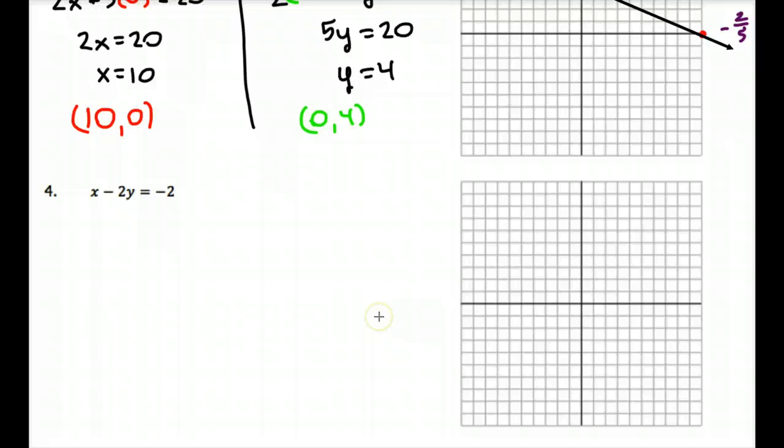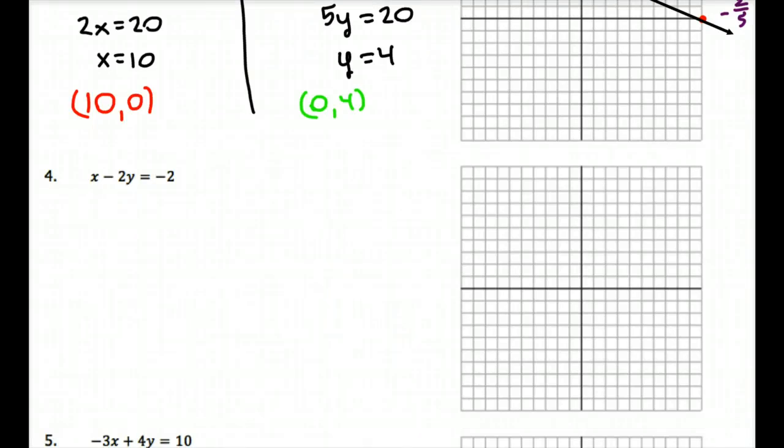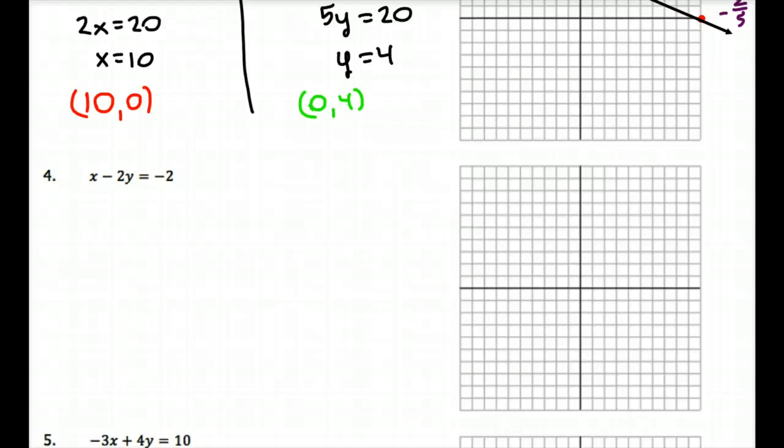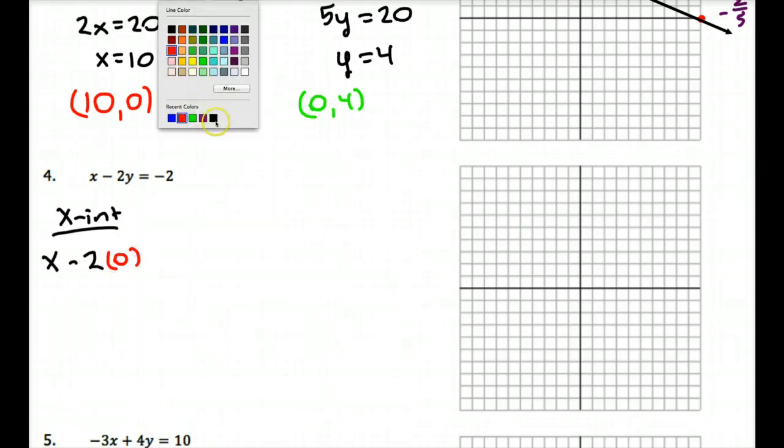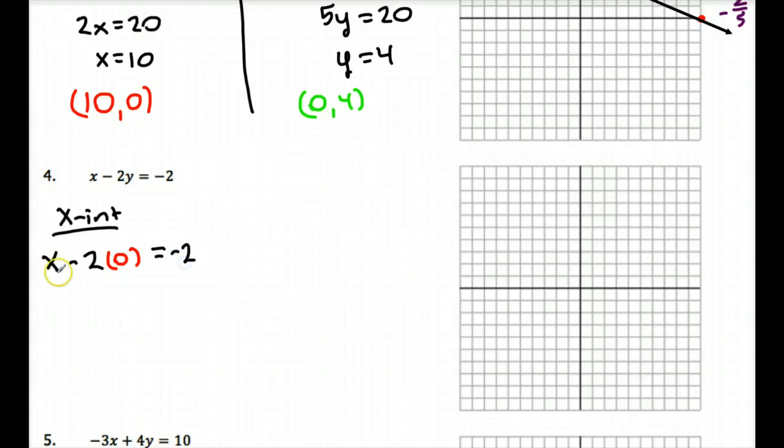For number 4 here, I'm going to try that second method of finding both the x and the y-intercept right away. So to find the x-intercept here on number 4, we've got the equation x minus 2y equals negative 2. So I'm going to let y be equal to 0. And that means I'm going to get just x equals negative 2 here. So I know that my x-intercept for this line is the point negative 2, 0. Okay, so I get a whole number point for that one.